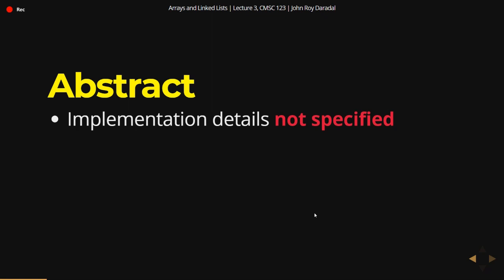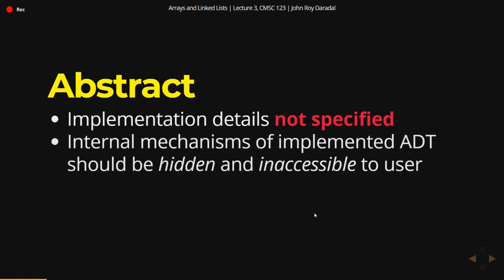Since abstract data types are abstract, the implementation details are not specified. So the internal mechanisms of the implemented ADT should be hidden and inaccessible to the user. So this is information hiding from our object-oriented concepts. So the user should not be able to know the inner workings of our ADT. What they should know is the public interface, which is the set of methods that can be accessed.